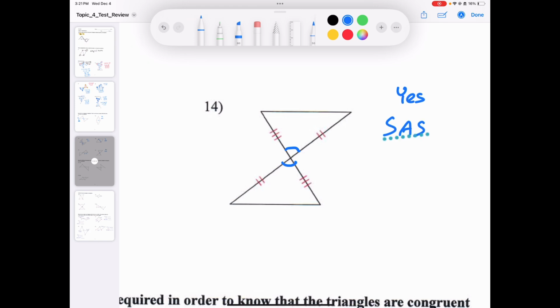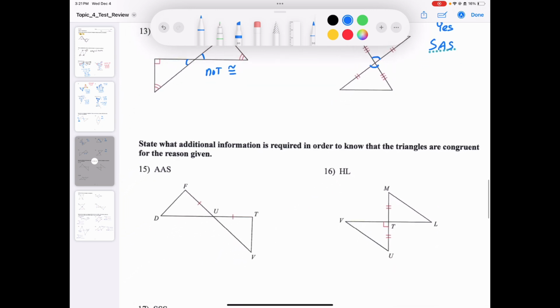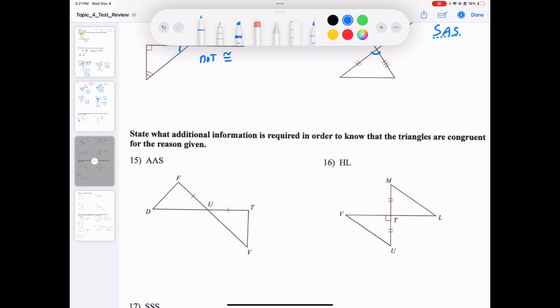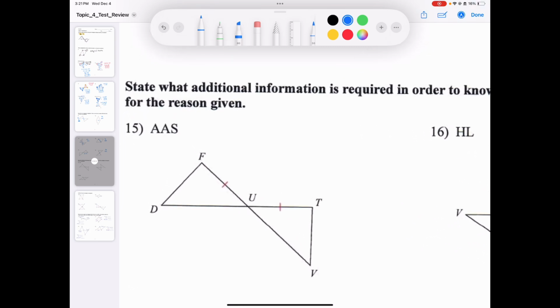It's trying to make my handwriting a little bit neater. Interesting. All right, it says, what additional information do you need to know? Okay, so I want this one to be angle, angle, side. So I've got the side.